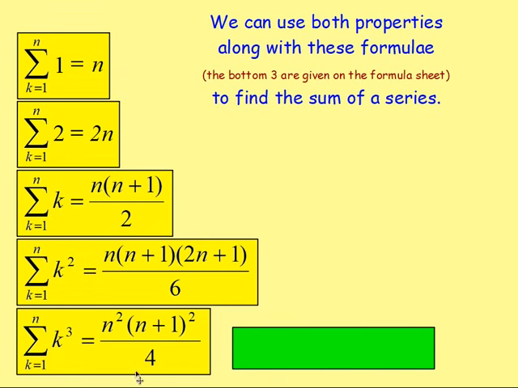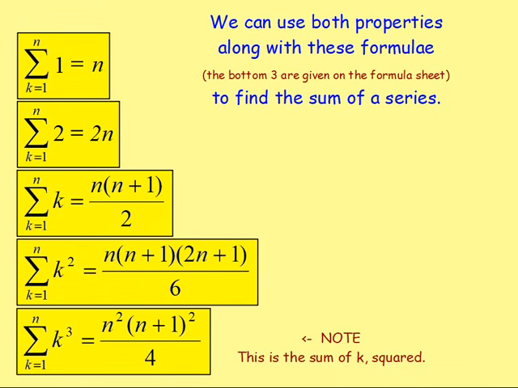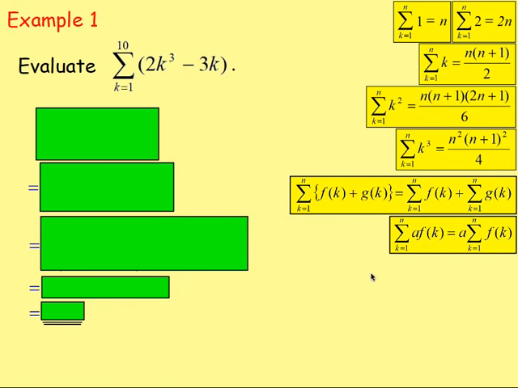Some of you may notice as well that this answer here is just the sum of k squared. So if you square the n, you get n squared. Square the n plus 1, you get n plus 1 all squared. Square the 2, you get 4. These ones here at the bottom are given in the exam. You just need to know how to use them. So let's look at a couple of examples.